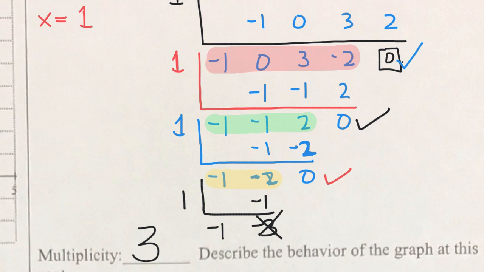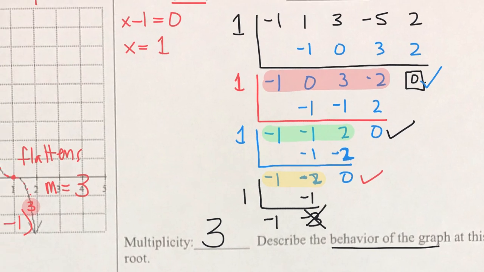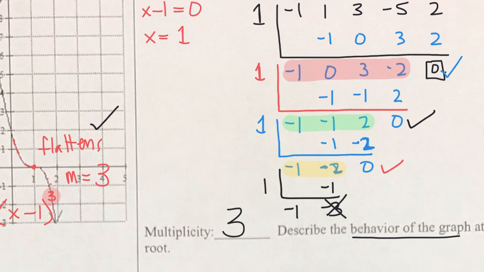So describe the end behavior. The end behavior is the graph flattening at that x-intercept.